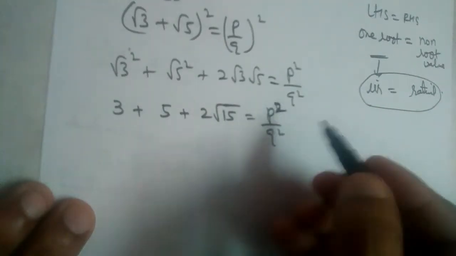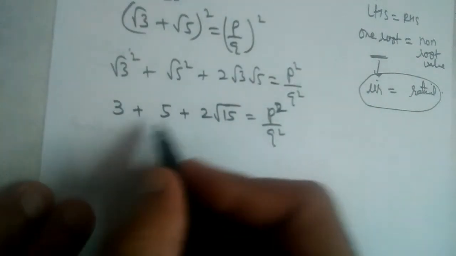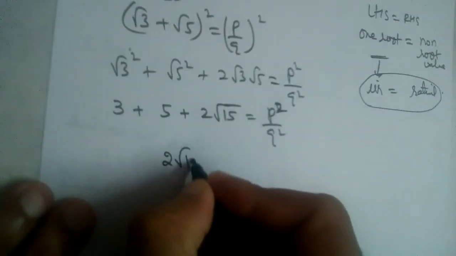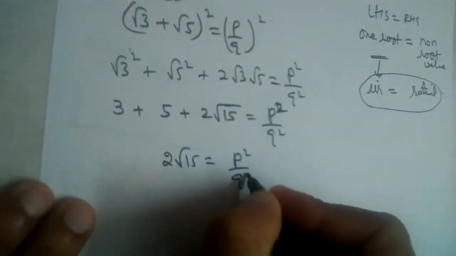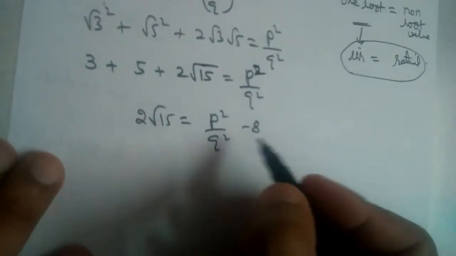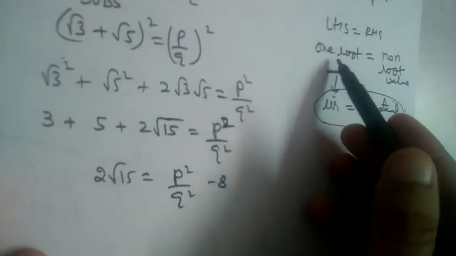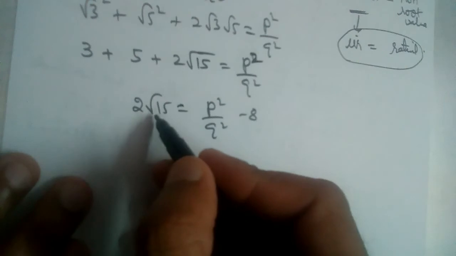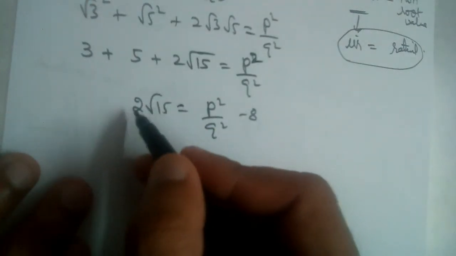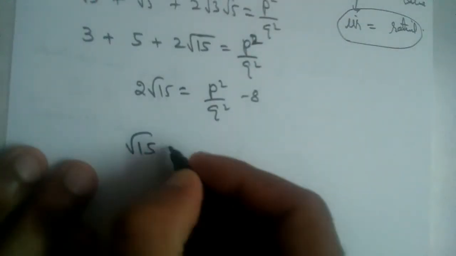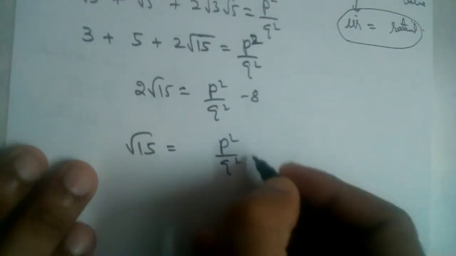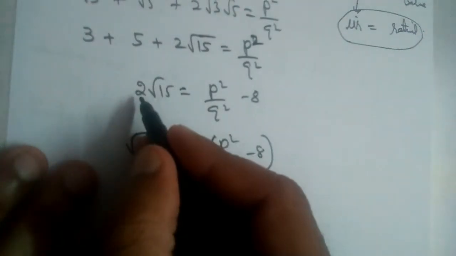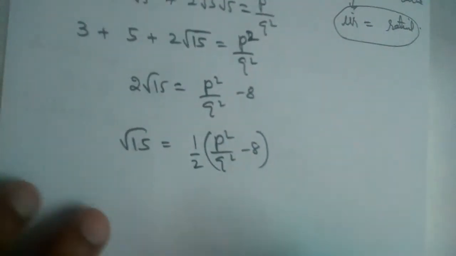Okay, now 3 plus 5 is 8. That 8 goes on the other side. It will become minus, right? p square by q square minus 8. Now see, one root should be on LHS, but here we have one root and 2 is also there. So let us send 2 also to the other side. p square by q square minus 8. Here 2 is being multiplied. When it comes to the other side, it will divide.